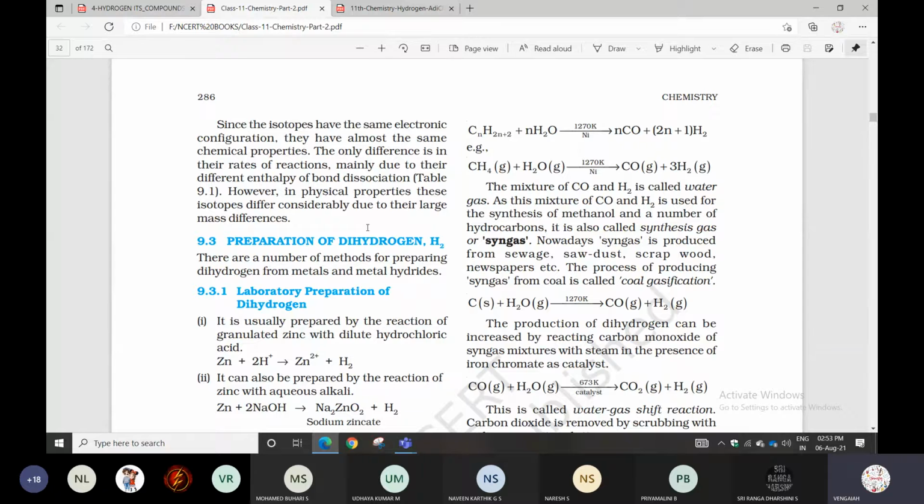laboratory preparation of dihydrogen. It is usually prepared by the reaction of granulated zinc with dilute hydrochloric acid. Nothing but metal plus hydrochloric acid. Already you people know: metal plus acid, what does it form? Salt plus dihydrogen.